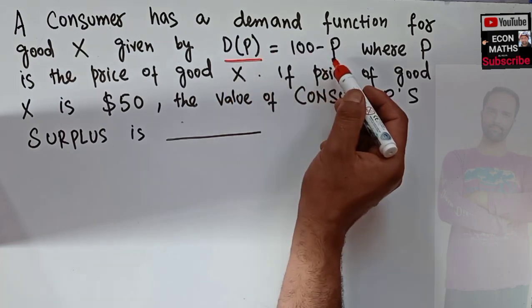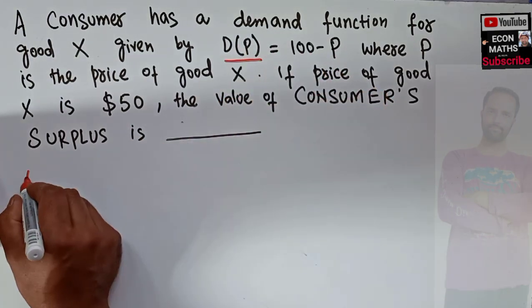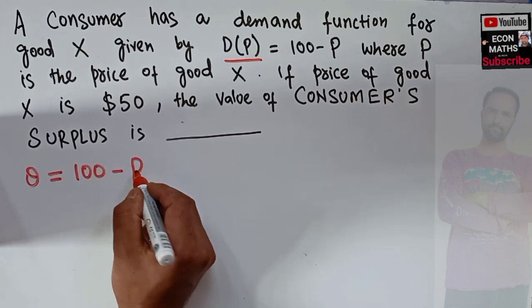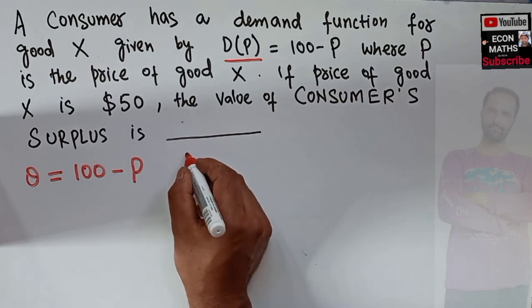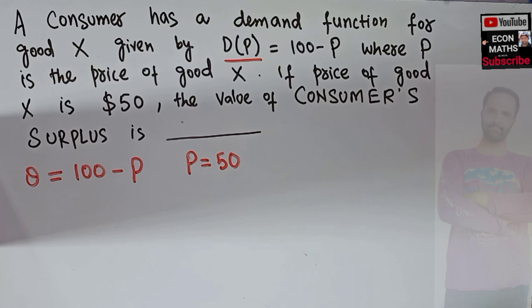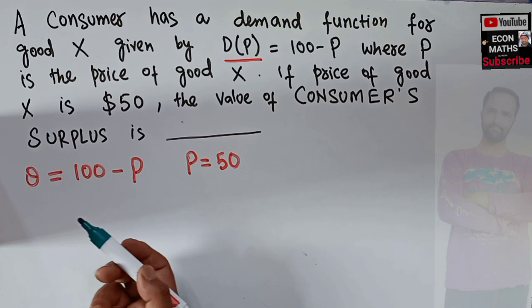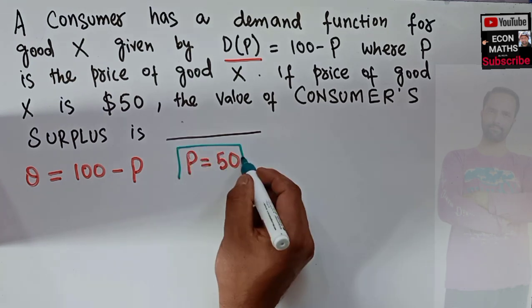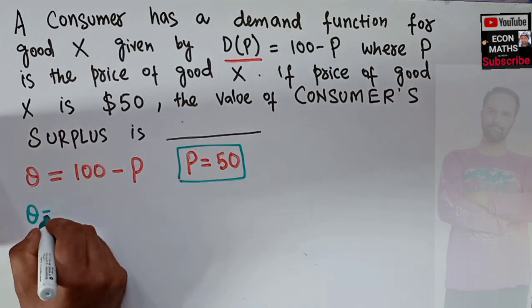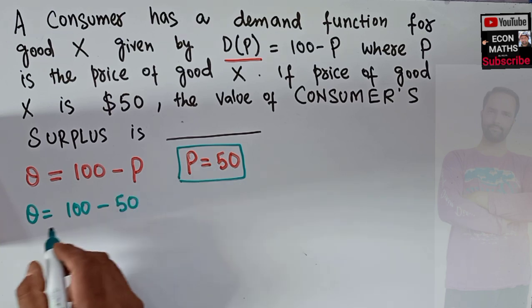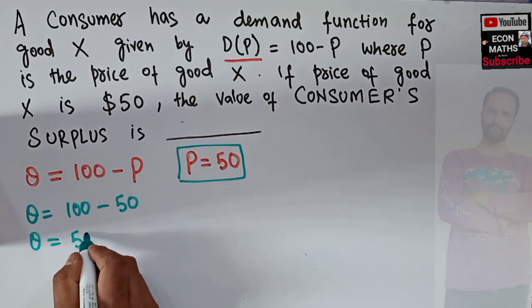That means quantity is a function of price. So in place of Q, I can write Q is equal to 100 minus P. Also the price is being given to us as P is equal to 50. Now to find out the consumer surplus, let us first find out the quantity bought at a price of 50. When P is equal to 50, Q will be equal to 100 minus 50, so Q also will be equal to 50.